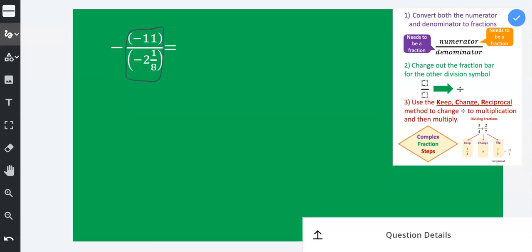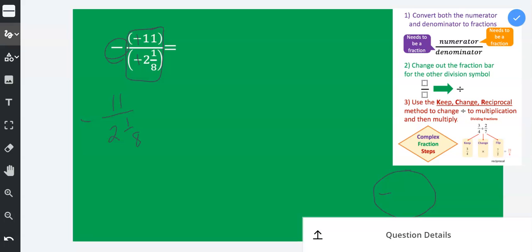Well, negative divided by a negative is a positive, so I'll go ahead and rewrite this as 11 over 2 and 1/8. So basically I'm getting rid of these two because the negative divided by negative is a positive, but I still have this negative out in front. So my answer is going to be a negative answer.